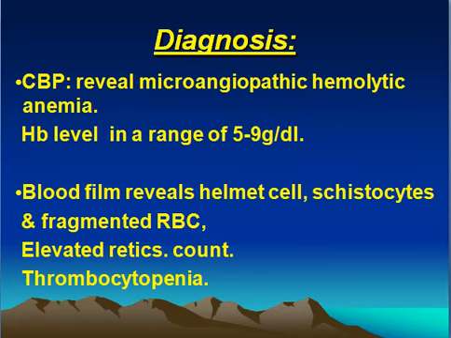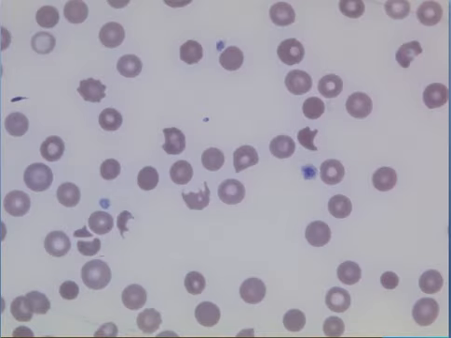Diagnosis: complete blood picture will reveal microangiopathic hemolytic anemia. Hb level ranges from 5 to 9 grams per deciliter. Blood film will reveal helmet cells, schistocytes, and fragmented RBCs, with elevated reticulocyte count and thrombocytopenia. And this is the blood film of a patient with hemolytic uremic syndrome with abnormal RBCs, helmet cells, and fragmented RBCs.